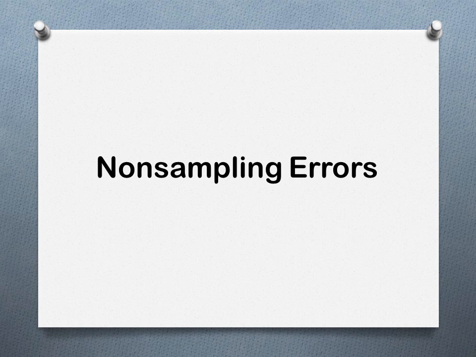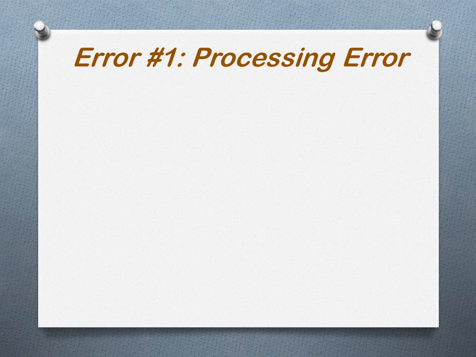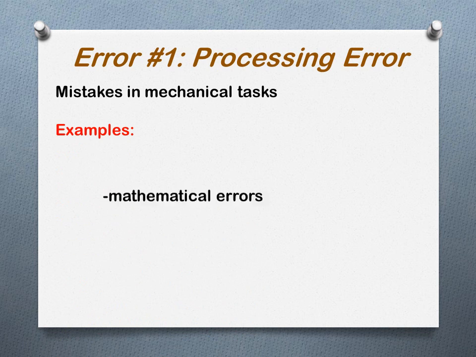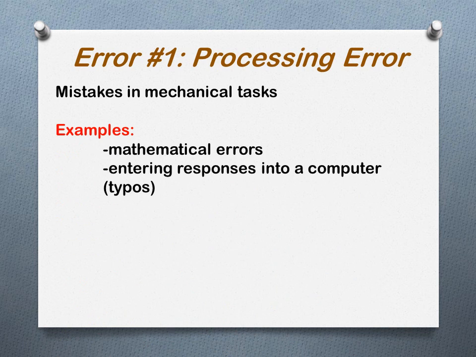Now let's look at non-sampling errors. The first one we discuss is processing error. These are mistakes in mechanical tasks. For example, this would be mathematical errors or entering responses into a computer incorrectly, or typos.